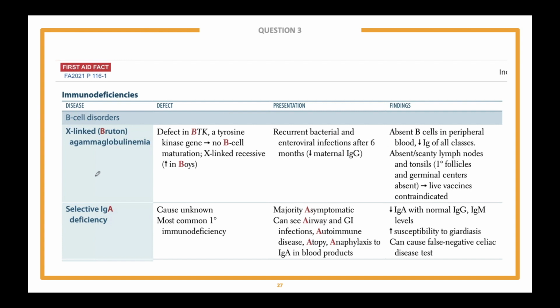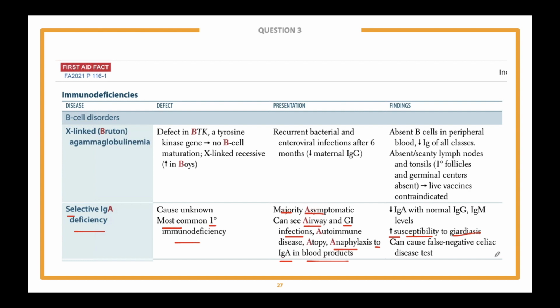It's the most common primary immunodeficiency. The majority are asymptomatic. However, you can see airway and GI infections and anaphylaxis to IgA in blood products, okay? You can also see there in the findings that they have increased susceptibility to Giardia lamblia or giardiasis, okay?